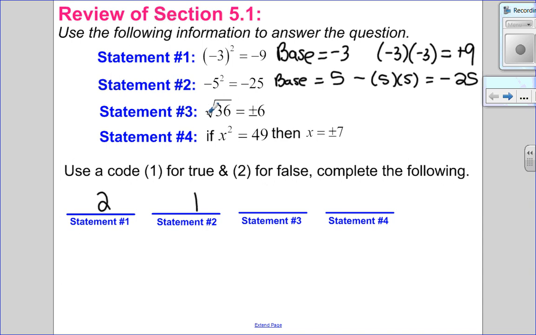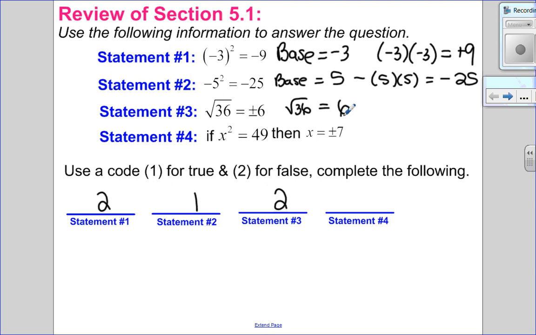In this statement, the square root of 36 is equal to ±6. Many of you might think this is true, but it is actually false, and here's why. I am not taking the square root, it's already been taken. This is called a principal root because it's positive. So the square root of 36 itself is just 6.